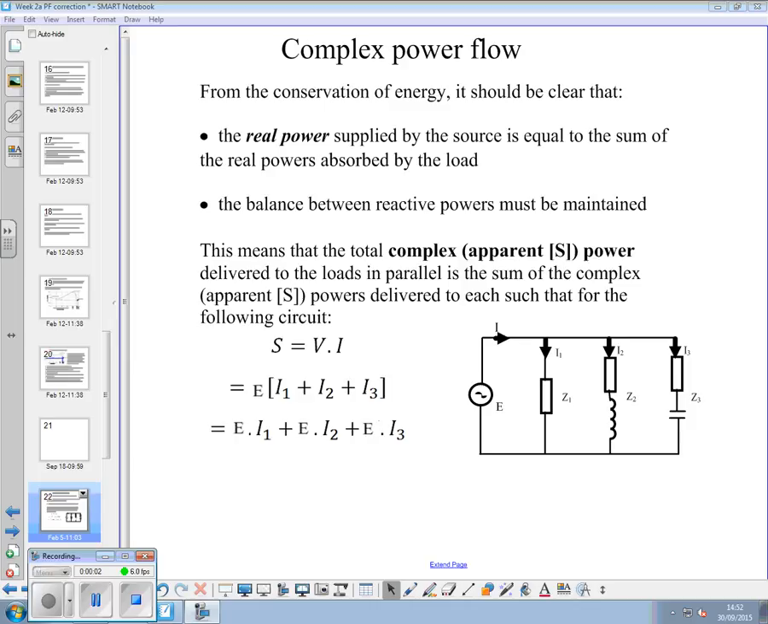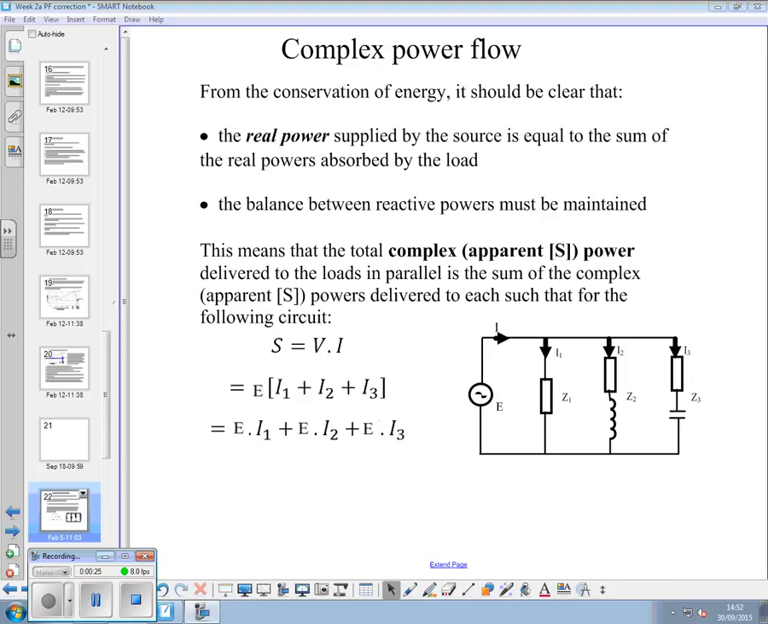Part 2 of today's session, complex power flow. From the conservation of energy, it should be clear that the real power supplied by the source is equal to the sum of the real powers absorbed by the load.